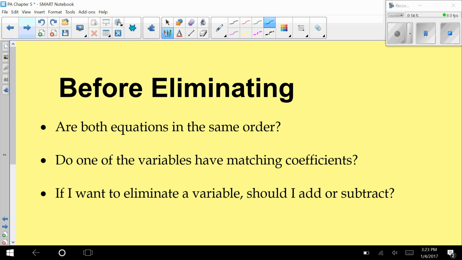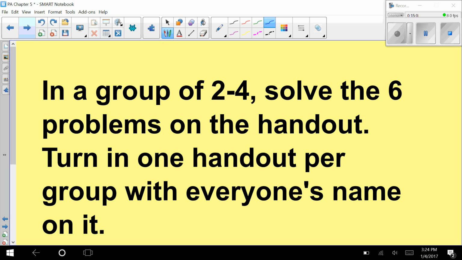Before eliminating, always ask yourself, are both equations in the same order? Do one of the variables have matching coefficients? And if I want to eliminate a variable, should I add or subtract? You're going to do some group problems and get your assignment tomorrow.